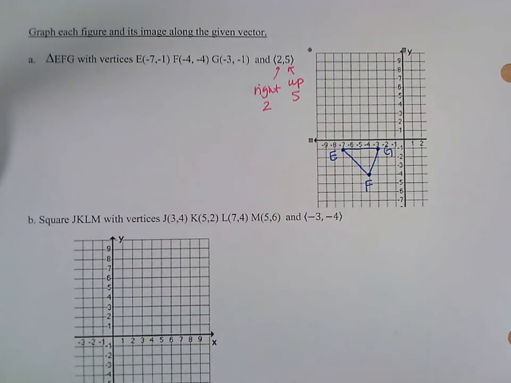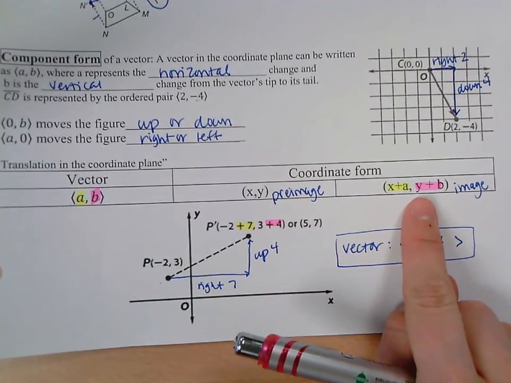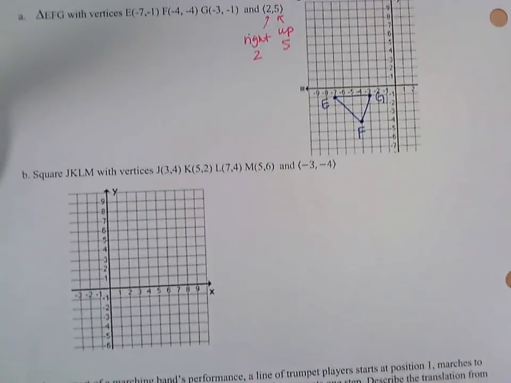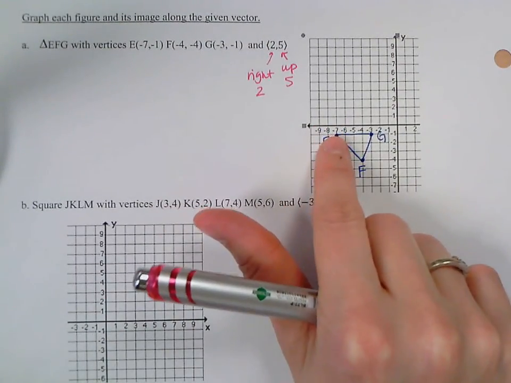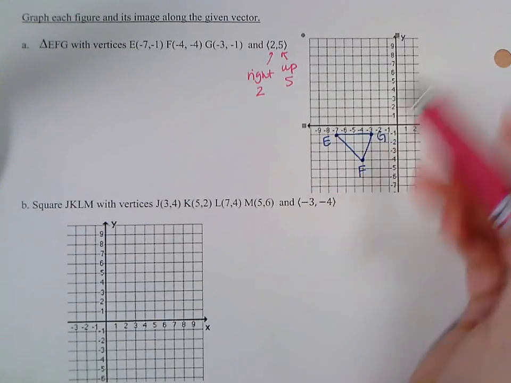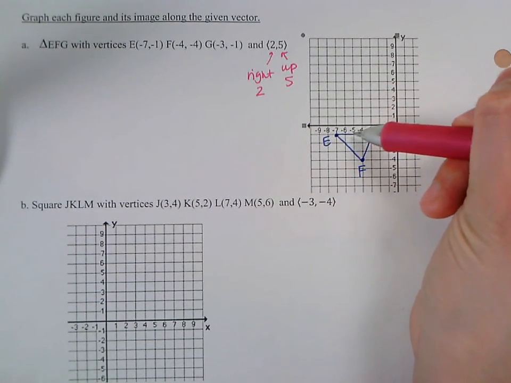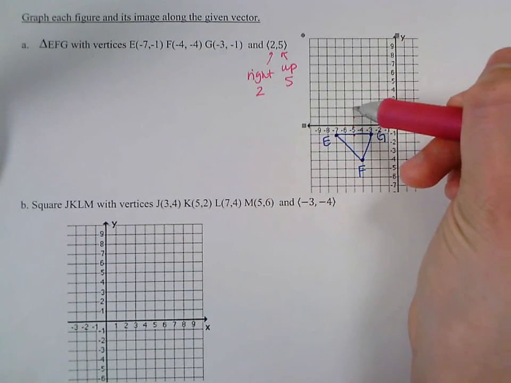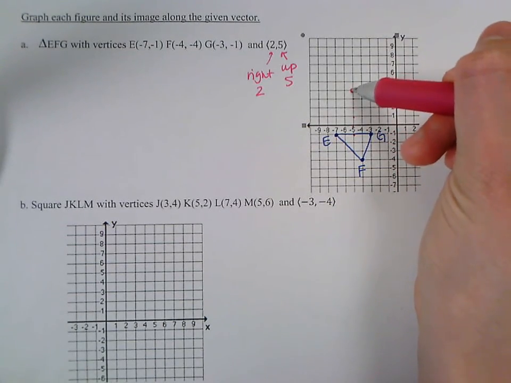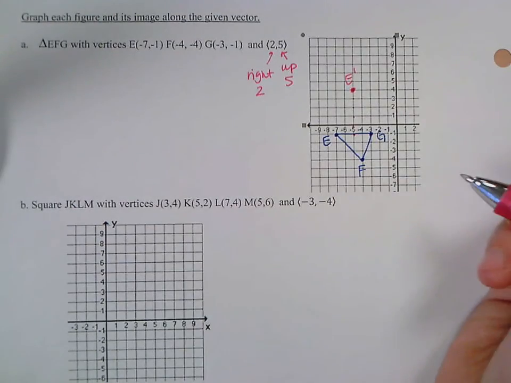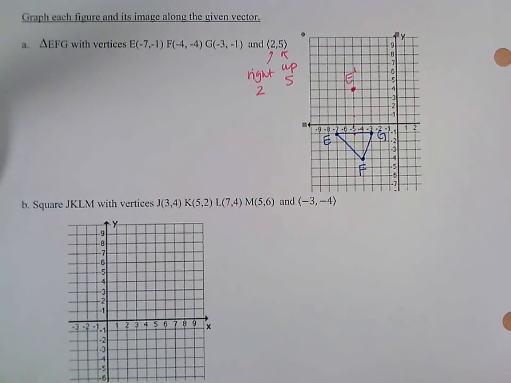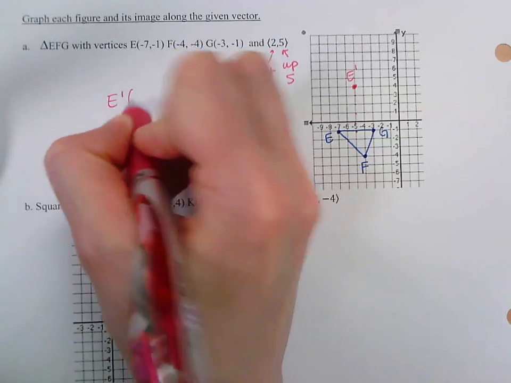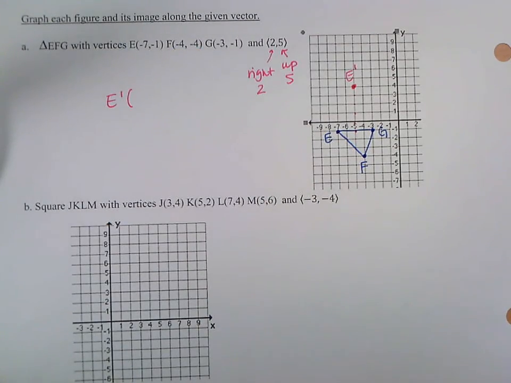So you have a couple options. You could use this and find your new coordinates of your image and then plot them. But since you're graphing it anyway, this is what I would do as I'm working through it. I would just start at E, and I say, okay, from E, I go to the right 2, and then I go up 5. And then I plot my new point, that's E prime. And then I can write down what that coordinate is. So E prime would be at what ordered pair? -5, 4.